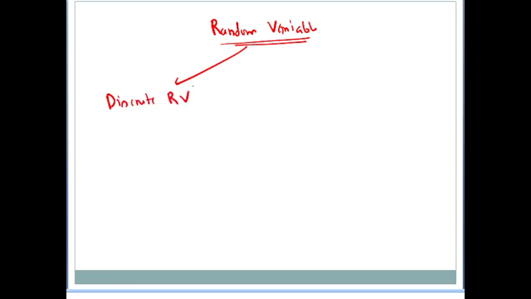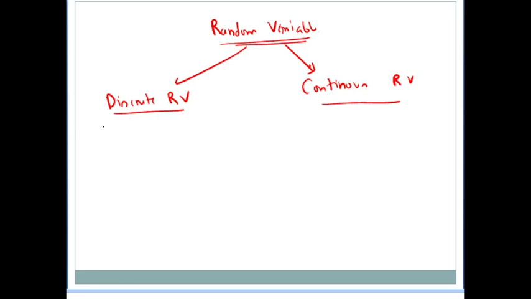Now let's discuss the classifications of random variable. A random variable can be mainly classified into two categories. First is the discrete random variable, and second one is the continuous random variable. Now let's discuss discrete and continuous random variables one by one.